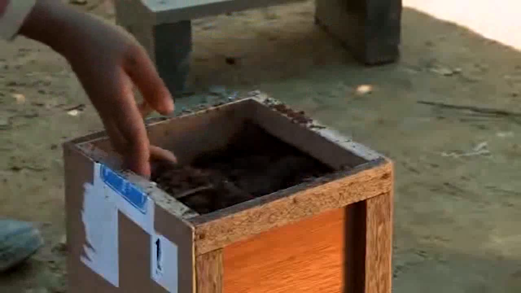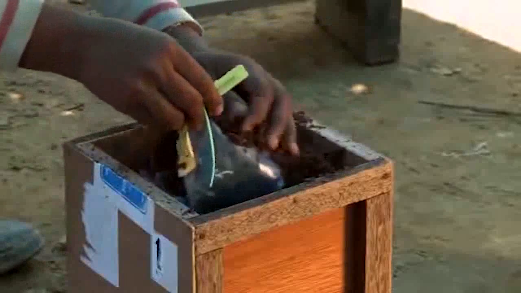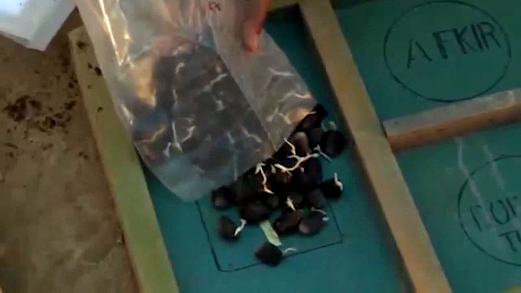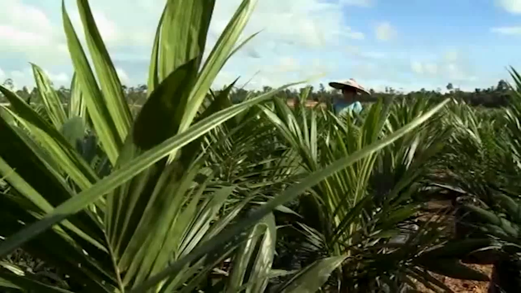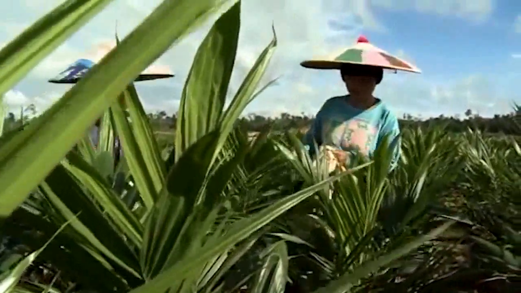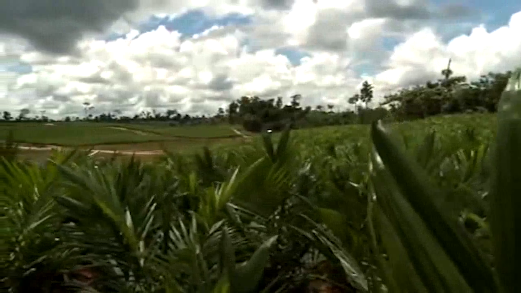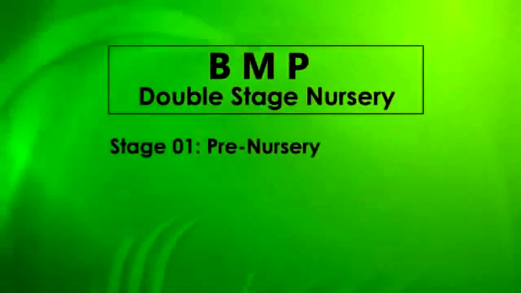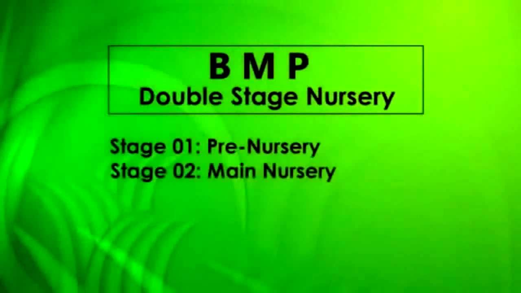The 25-year lifespan of healthy, productive oil palms starts with first-class nursery management and quality seed selection. Both single and double-stage nurseries produce results. BMP applies the latter. As the name suggests, double-stage nurseries have two stages: pre-nursery and main nursery.